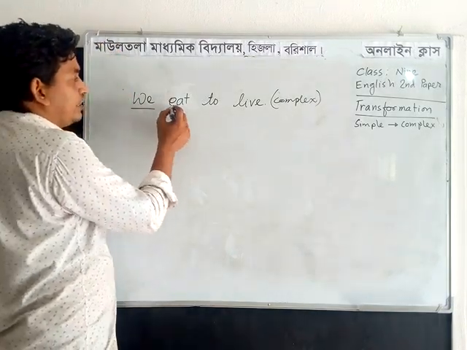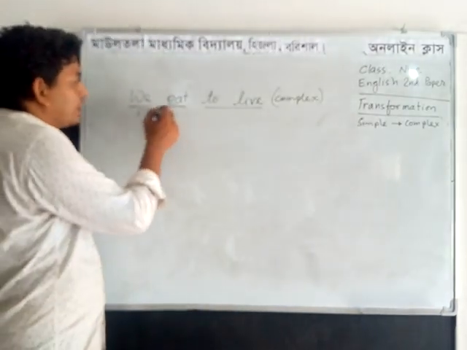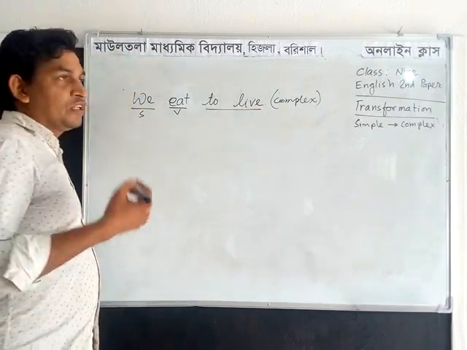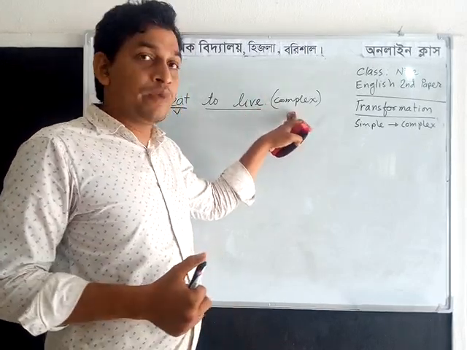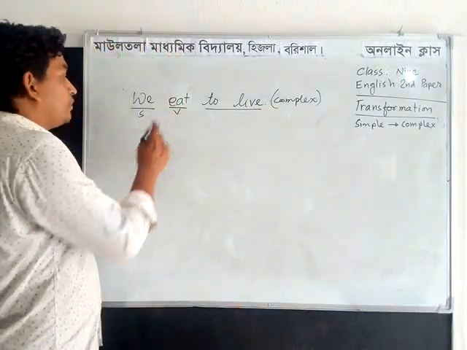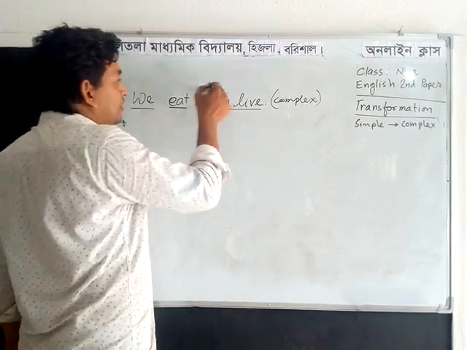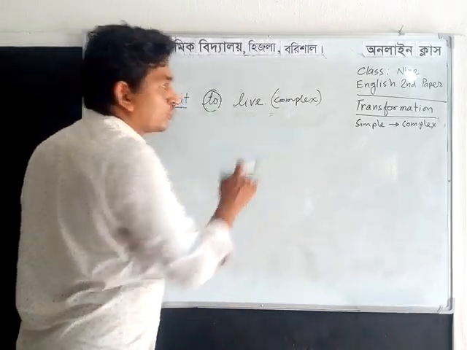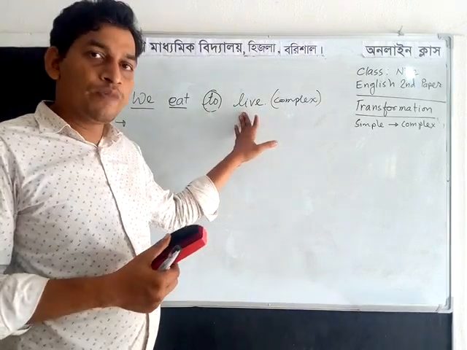Look at this sentence here. We is a subject, eat is a final verb, and to live is a non-final verb. Here subject, verb, and this is extension or adverbial. That means this is a non-final verb. So to make this sentence complex, we have to use special rules. First of all, we have to omit this to, because here to plus live denotes a non-final form of verb. That's why we have to change to plus live.